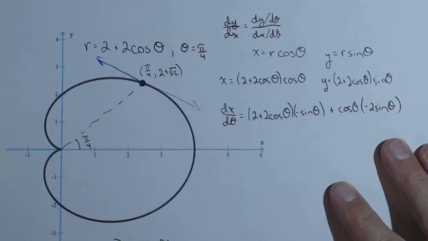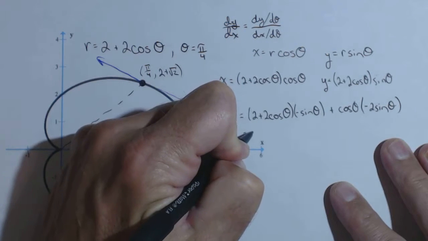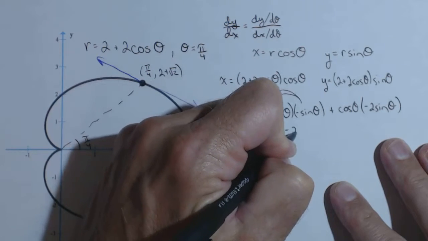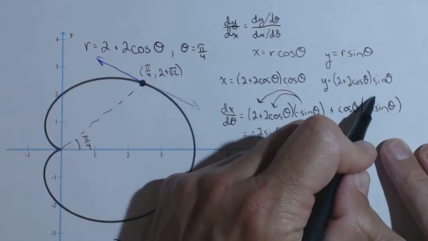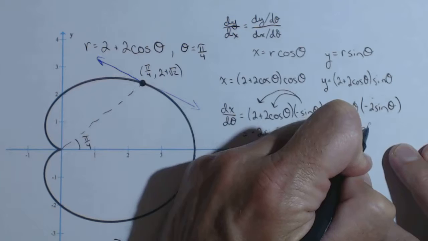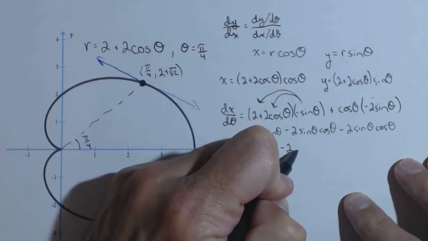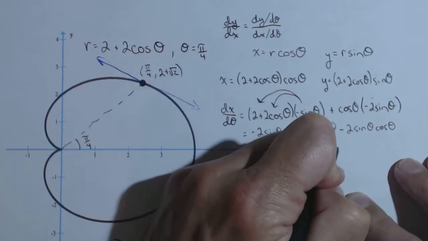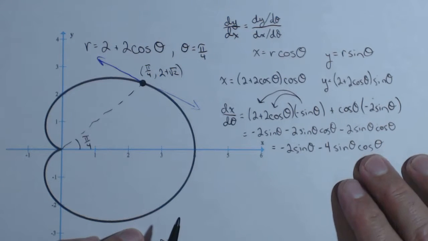Let's see if we can do much simplifying. So here, distributing that, we'll have a negative 2 sine of theta minus 2 sine theta cosine theta. Here, we're going to have another negative 2 sine theta cosine theta. So we can simplify just a little bit, and we get minus 2 sine theta minus 4 sine theta cosine theta. Not a whole lot more we can do with that, so let's leave it as is for now.